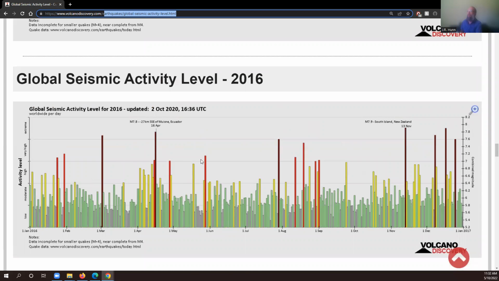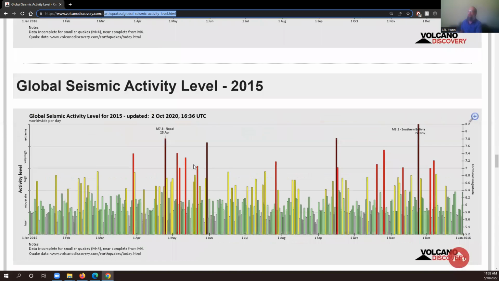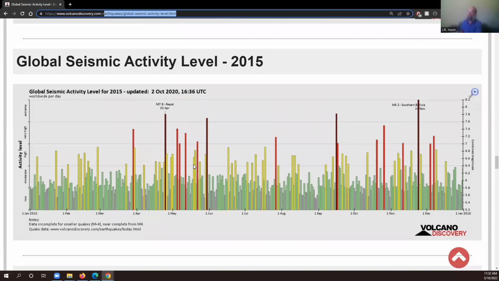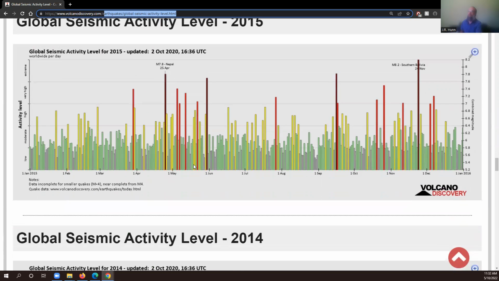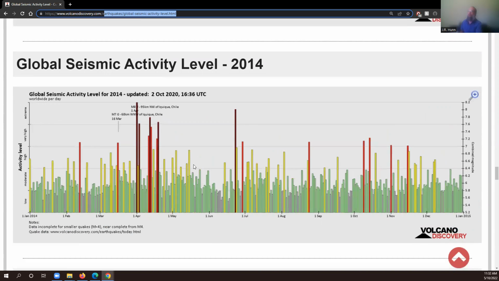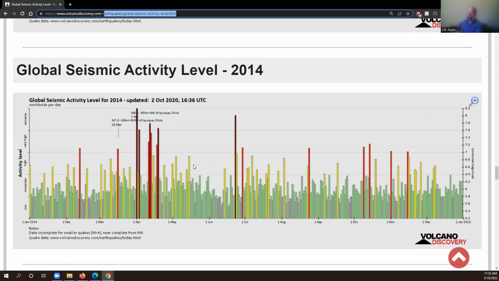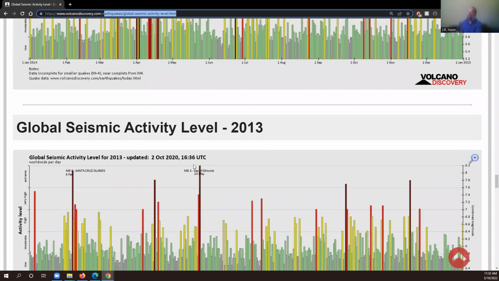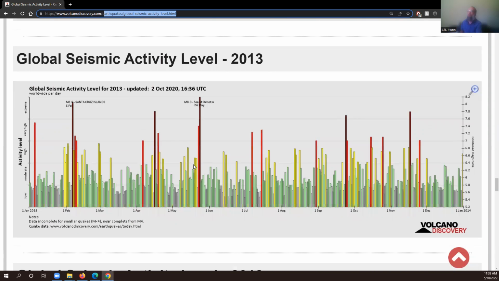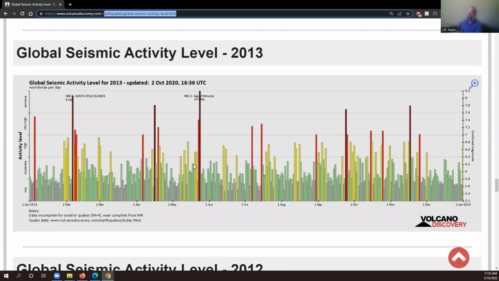That horizontal line is 7, so this is a 6.9. We have a package of upper 6s, middle 6s, and then that one that's like a 7.1 in red right here. That was 2015. In 2014, we had almost a 7 a few days before this, so right around the very center of the month. Here we have some quite big ones a little bit later. You can see that's almost a week from June there.